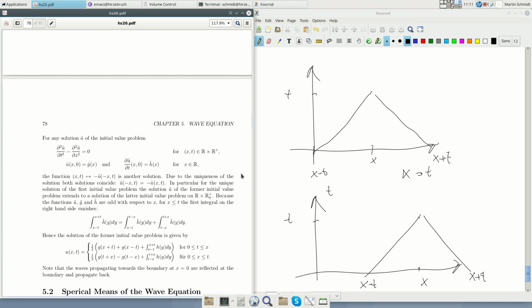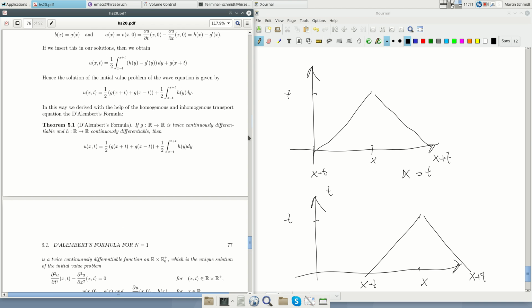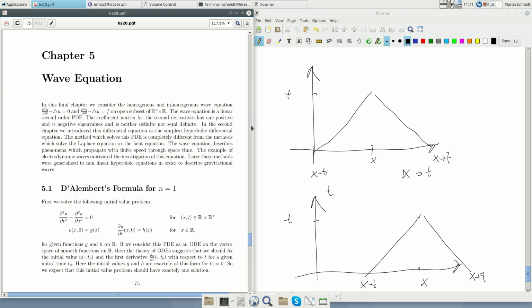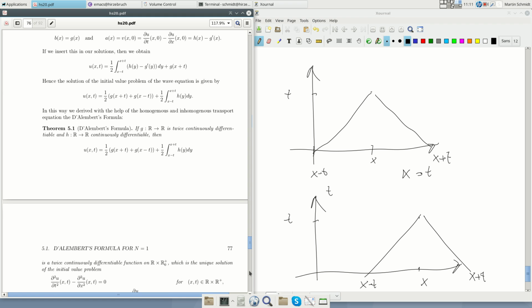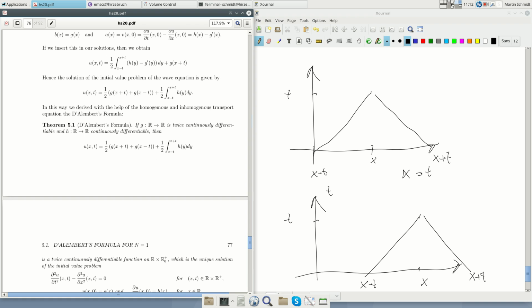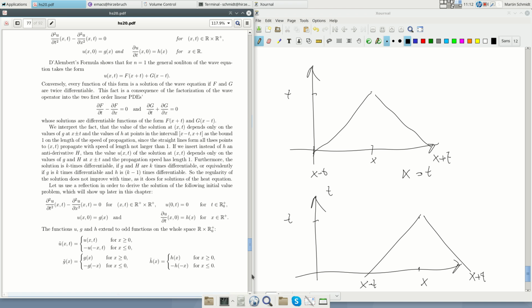So what we have done today, we understood the one-dimensional wave equation. We saw that we may factorize this wave operator, and then we reduced it to a twice application of the one-dimensional transport equation, obtained D'Alembert's formula, and finally we also solved a different initial value problem, which we will also use later. Thank you.